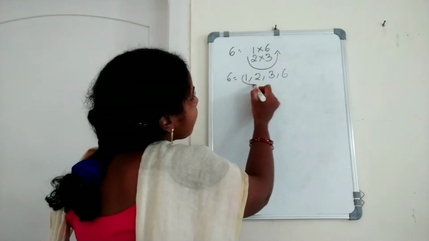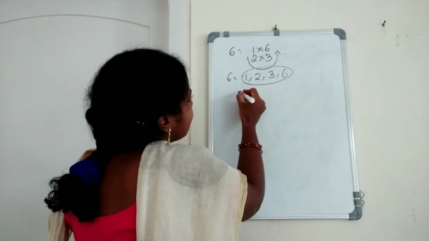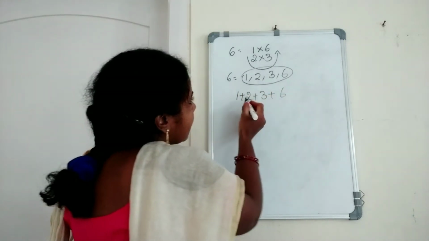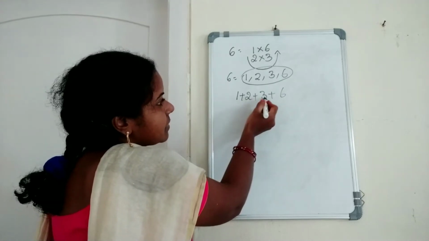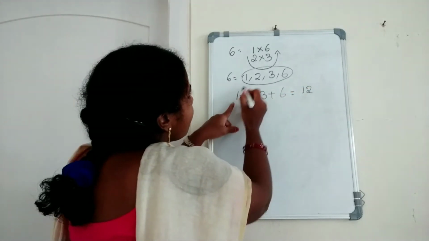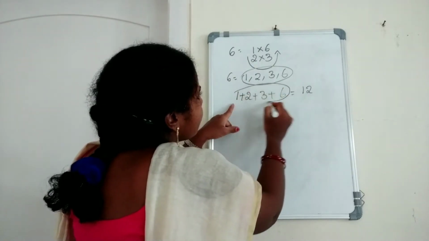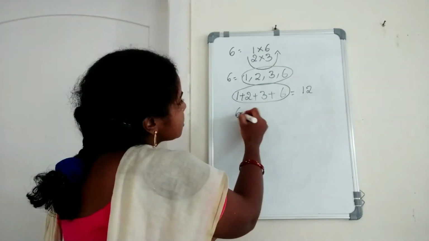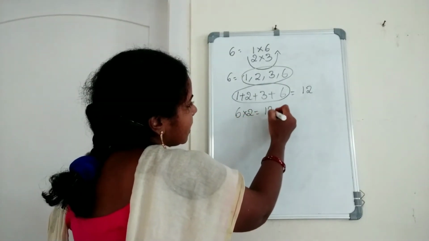Now I am writing the sum of all factors. 1 plus 2 plus 3 plus 6. 2 plus 1 is 3, 3 plus 3 is 6, 6 plus 6 is 12. Okay. The sum of all factors of a given number is twice the number. Here 6 2s is 12.